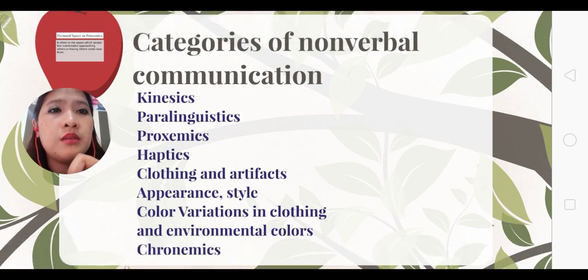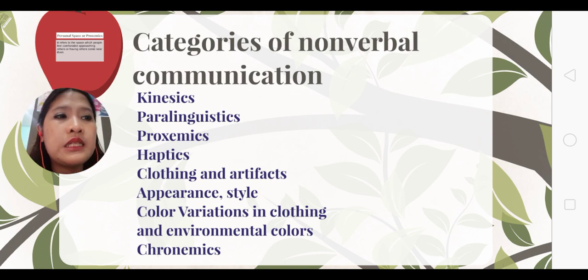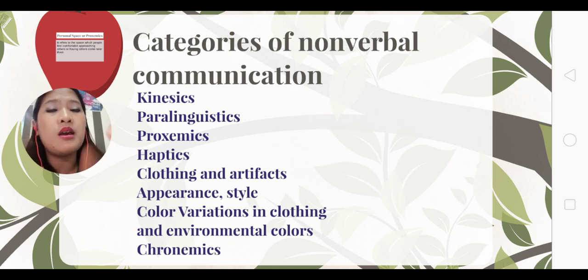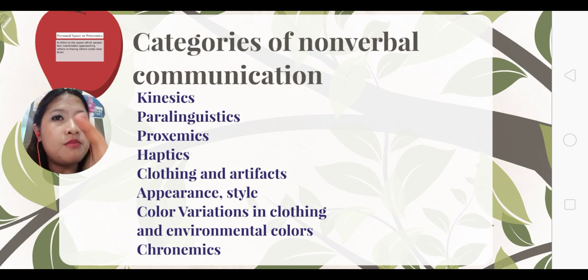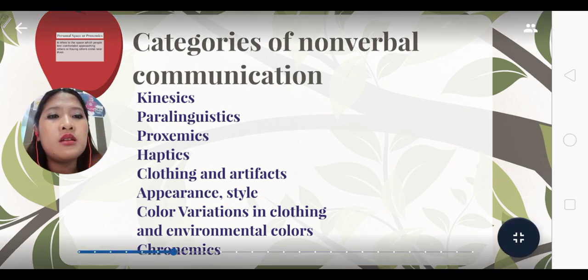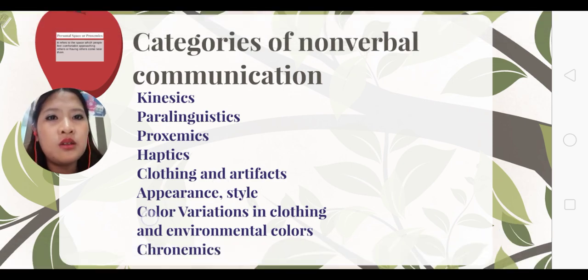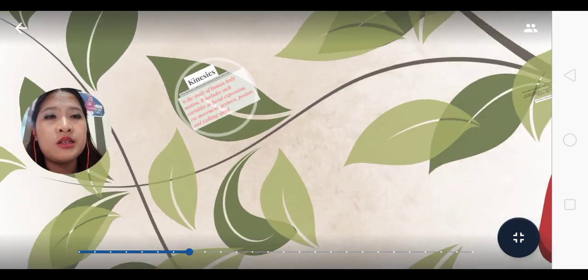So, categories of nonverbal communication: we have kinesics, paralinguistics, proxemics, haptics, clothing and artifacts, appearance and style, color variations in clothing, environmental colors, and chronemics. One may think that this may be only useful for English, but actually it applies to life, to relationships, and even the workplace. So make sure that you listen well, because your nonverbal communication or nonverbal language can contribute a lot to what's going on in your life and even in your relationships.